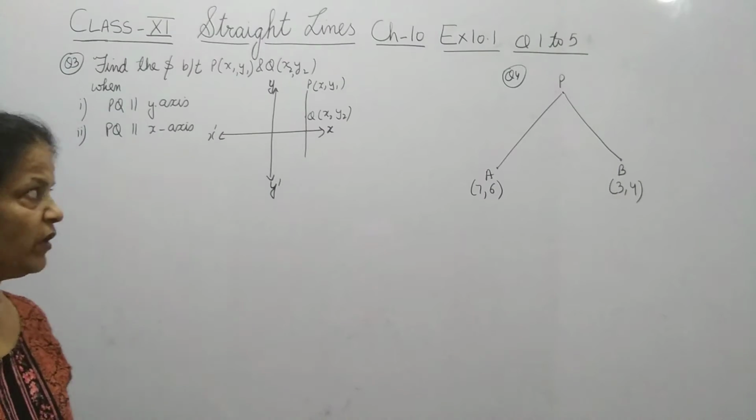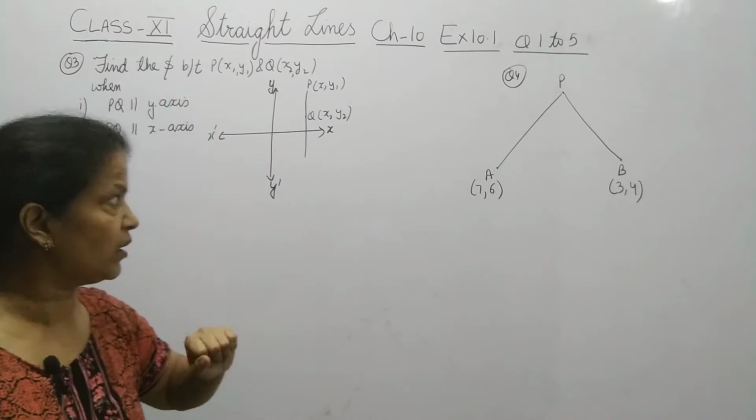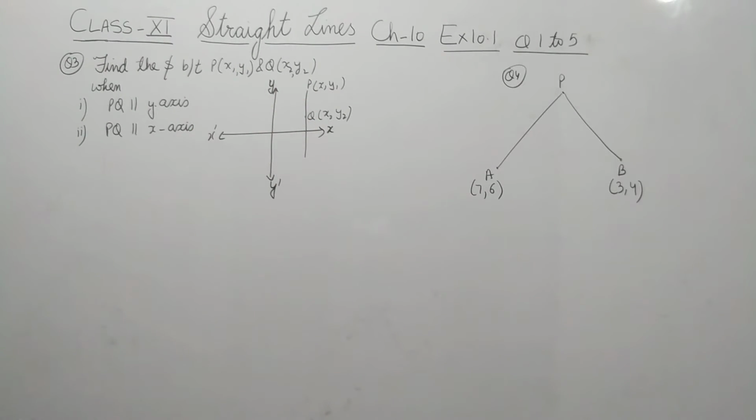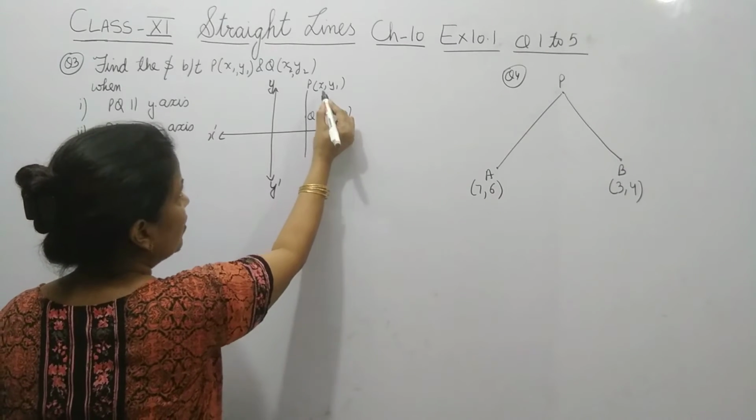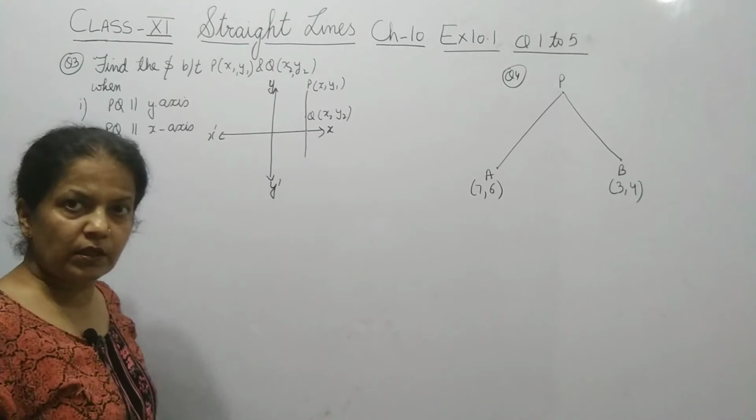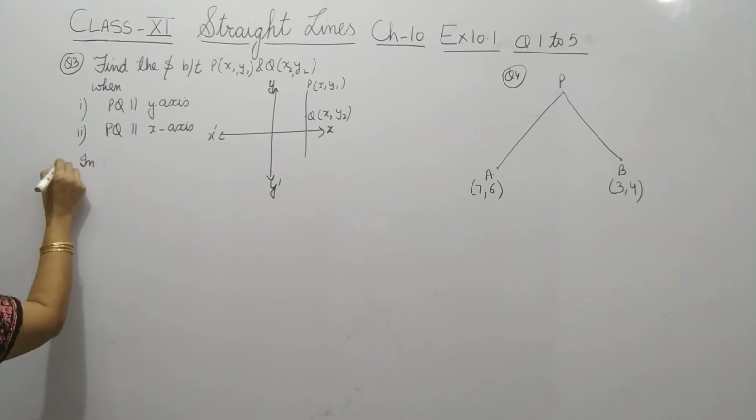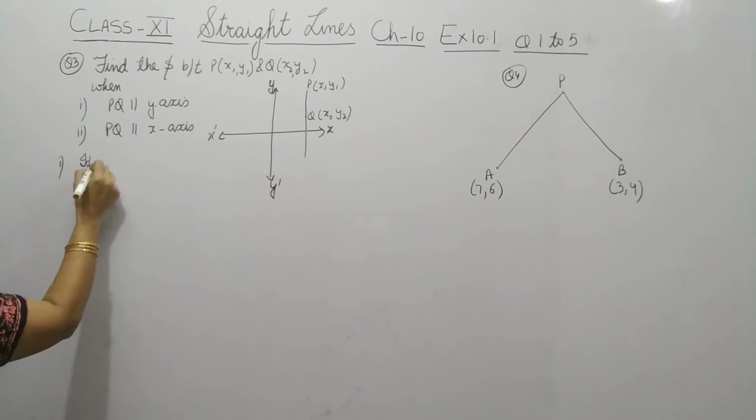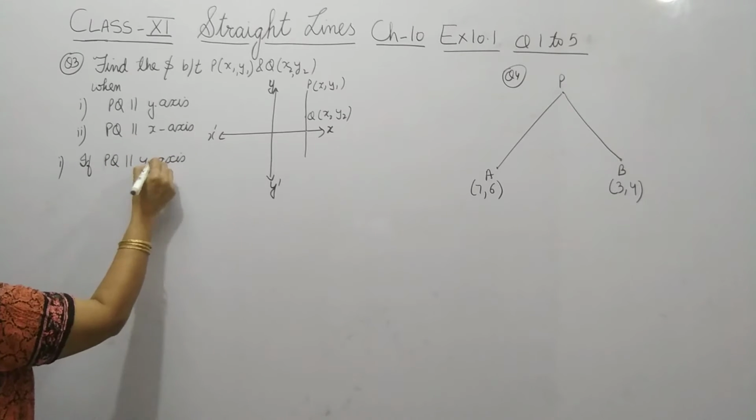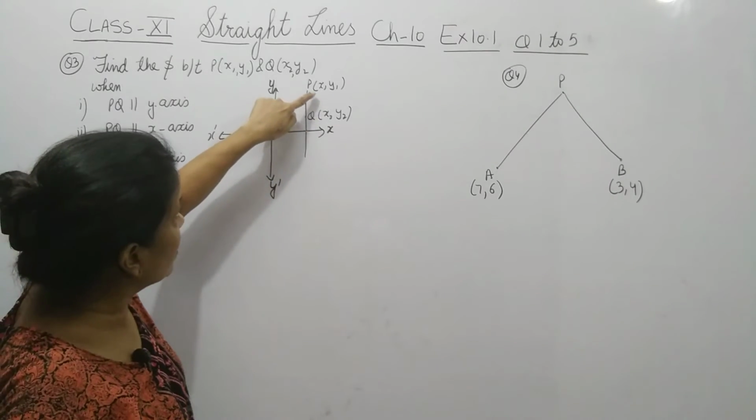So what do you observe in this case? If PQ is parallel to the y-axis, then the values of x1 and x2 should be the same because it lies on this line. Is it? So the first part, if PQ is parallel to the y-axis, then what will you get?